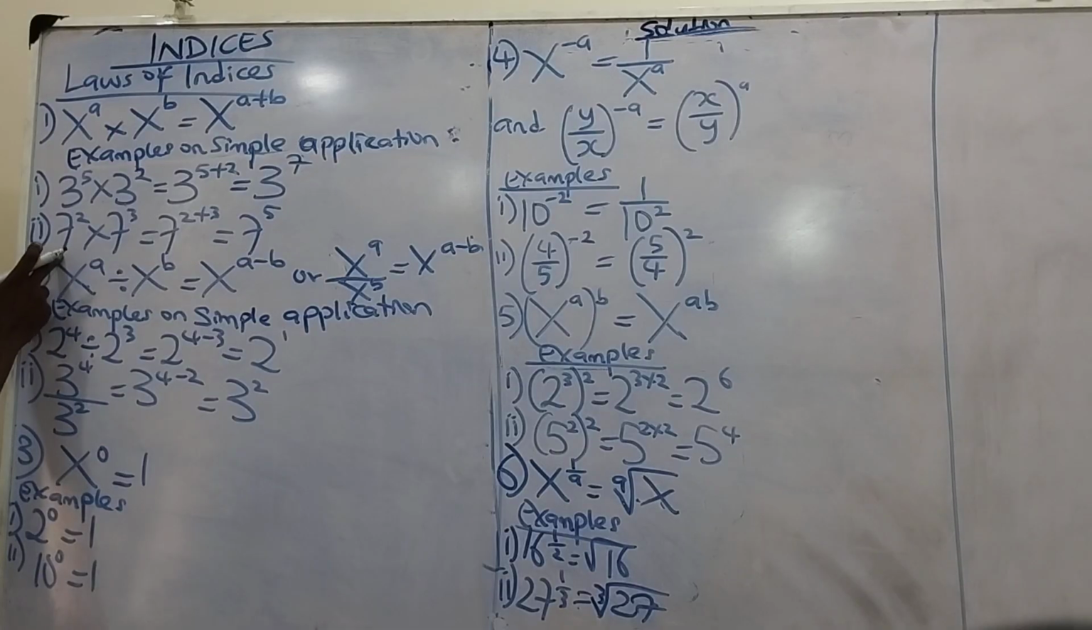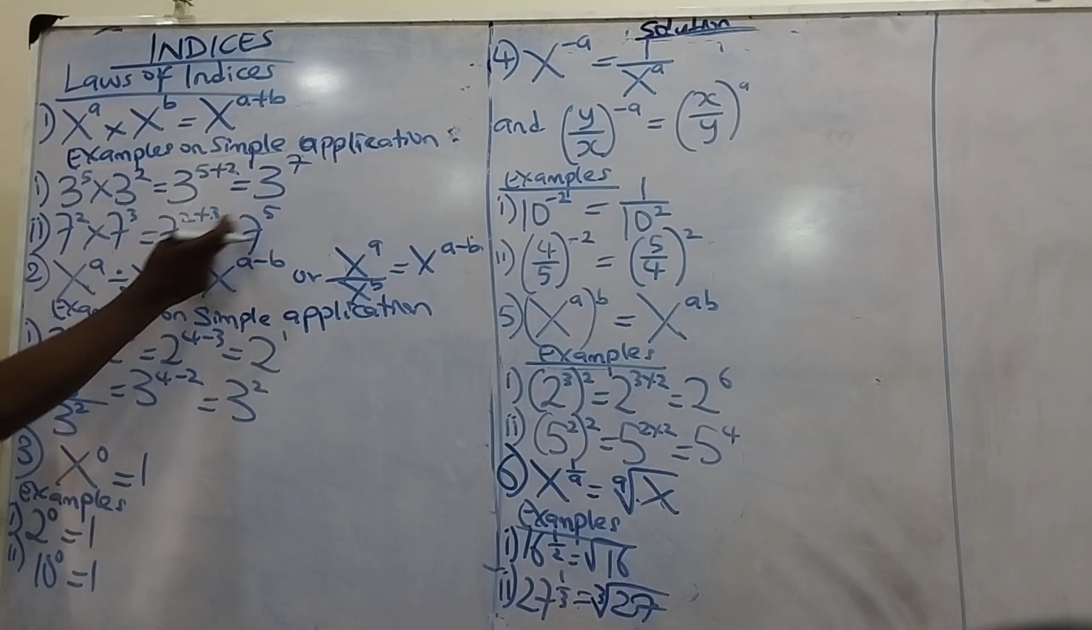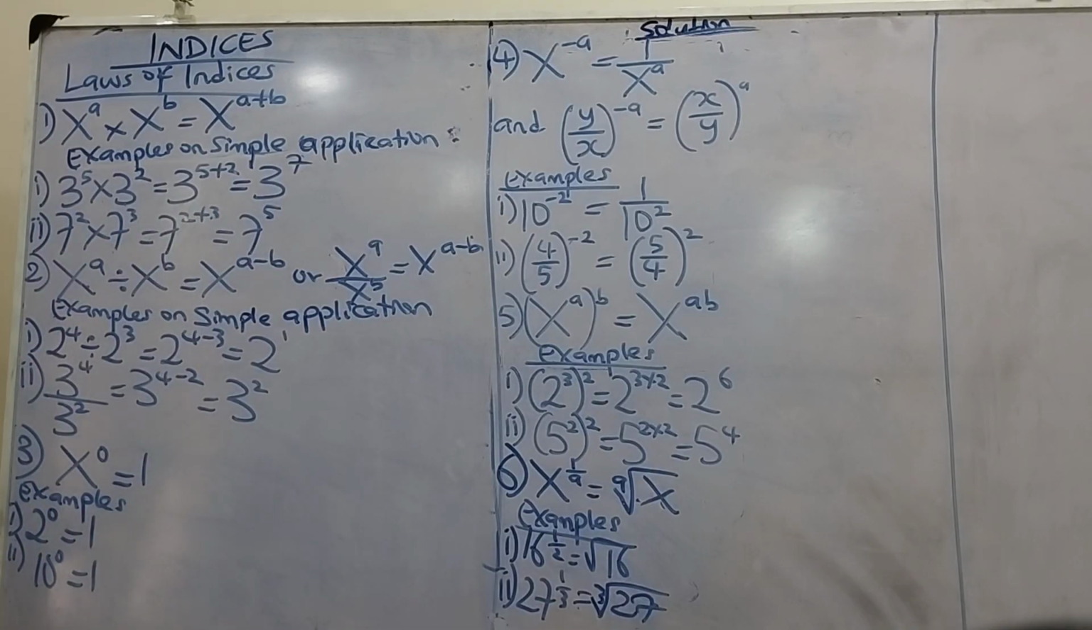Then we have the second one, 7 raised to the power of 2 times 7 raised to the power of 3. They have the same base, 7, and they are multiplying. So 2 plus 3 is 5. That is the first law.